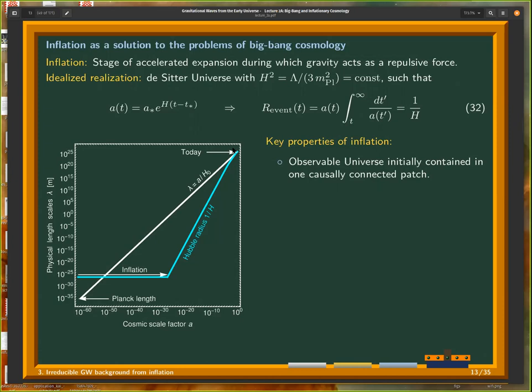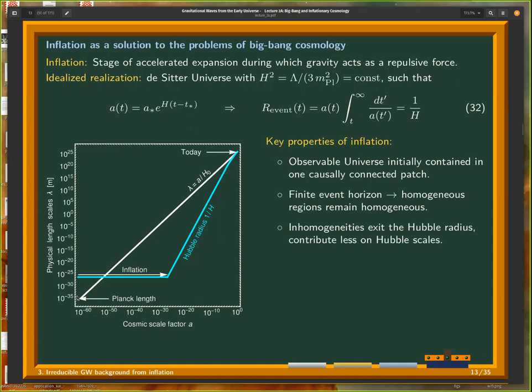So it has been in causal contact very early on during the evolution of the universe, and that explains why our universe appears to be so homogeneous and isotropic on the largest scales. We have a finite event horizon. That just means that everything that is outside our observable universe at very early times will not affect its future evolution. Also, inhomogeneities exit the Hubble radius during inflation, so that within a Hubble volume, everything becomes more homogeneous. The curvature parameter goes to zero during inflation, so flat spatial curvature is an attractive solution of inflation, and it explains why our universe appears to be so flat to such a high degree of precision.